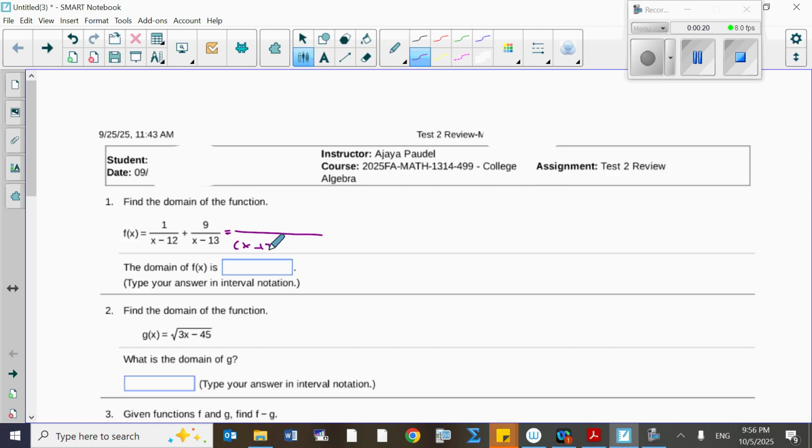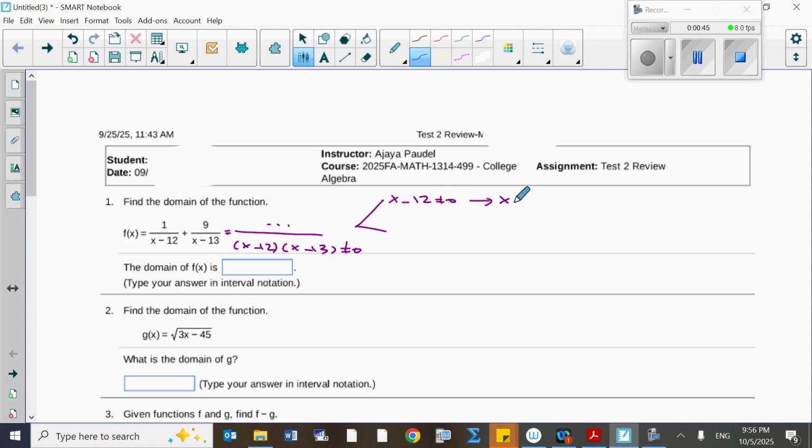That is, these two factors multiply by each other, x minus 12 times x minus 13. And no matter what is the top, in order to find the domain, I just need to make sure the denominator is not equal to 0. So I'm going to set this not equal to 0 and solve for x. I need to set each factor separately not equal to 0.